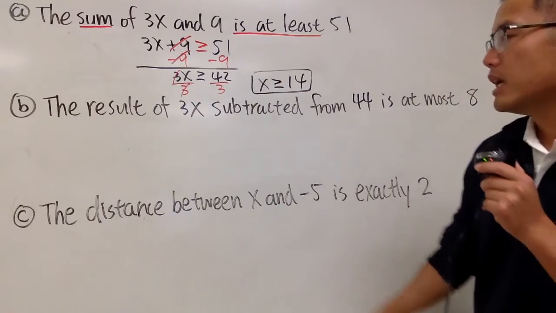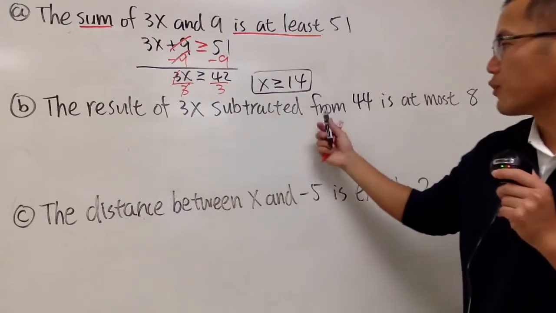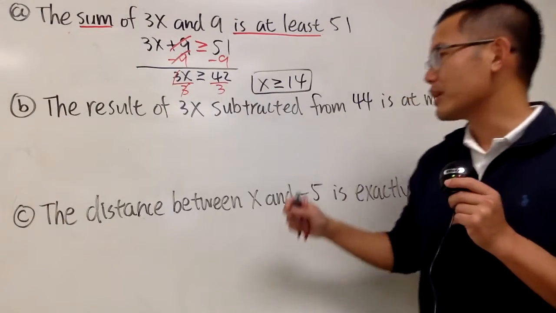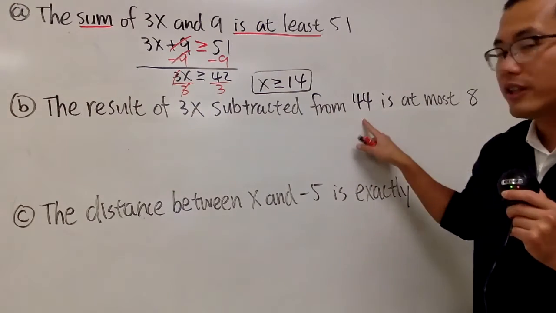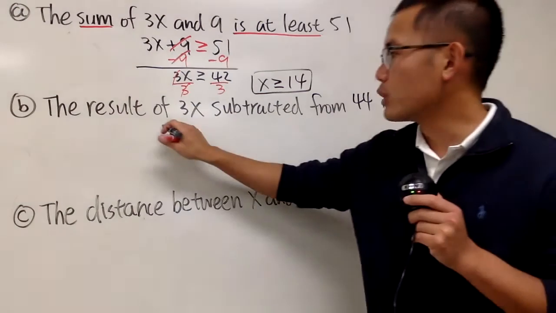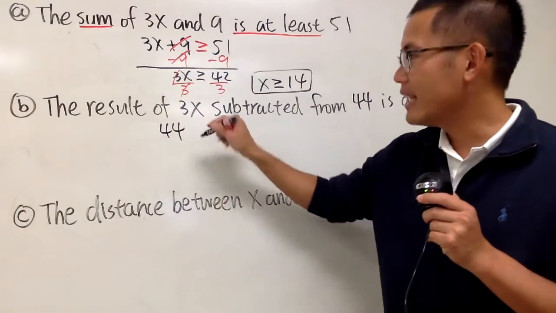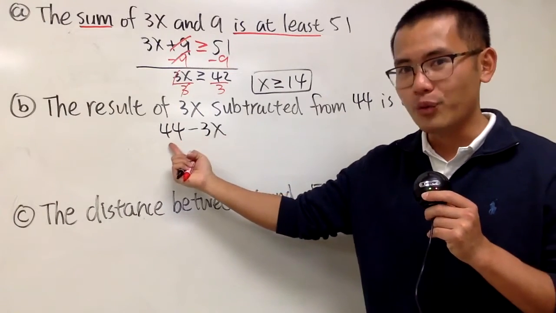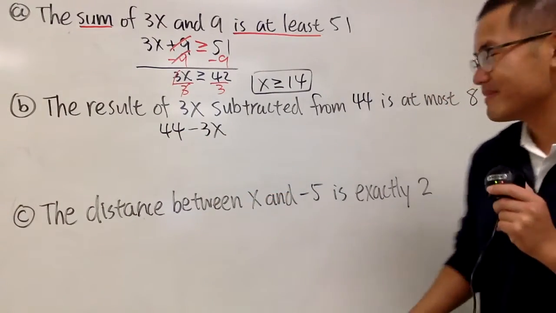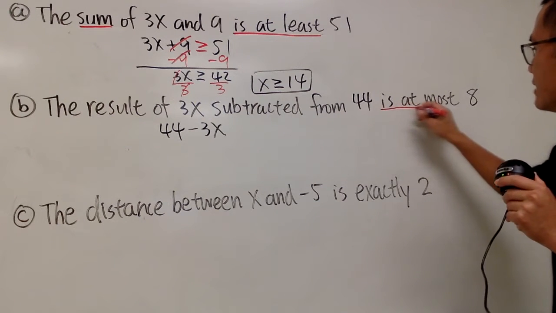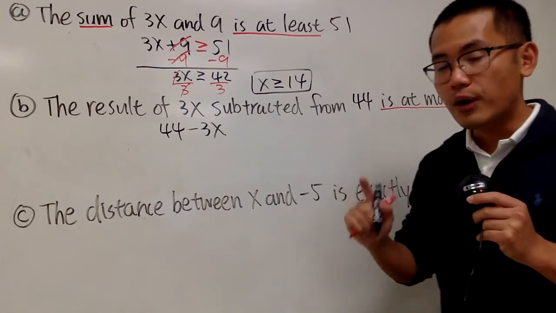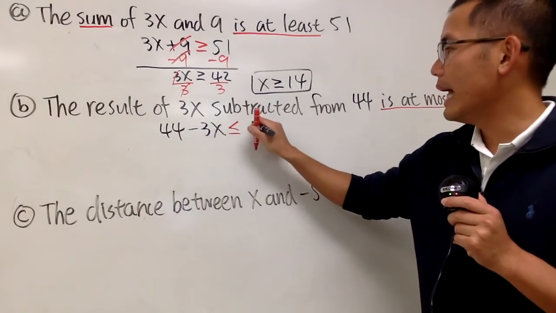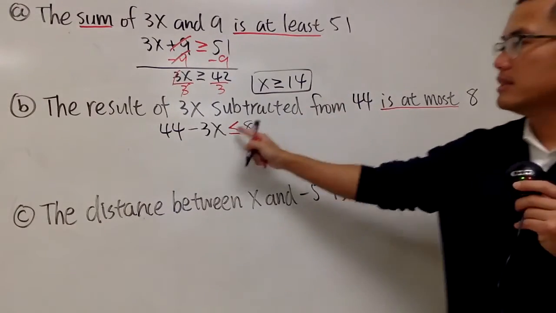Alright, for the second one, it says the result of 3x subtracted from 44 is at most 8. Be really careful with this one because right here it says 3x subtracted from 44. So we actually have to put down 44 first, right? And then minus 3x because we have to subtract 3x from 44. Put the 44 down first. All right, and then it says is at most 8. The phrase is at most means we have this being less than or equal to 8, right? At most means this inequality.